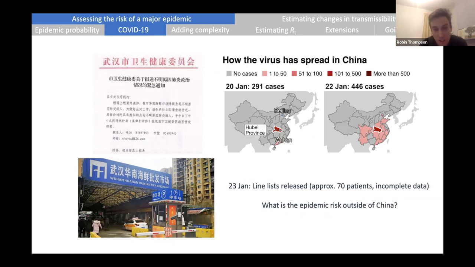And so the first I heard of the outbreak of this novel coronavirus was when I saw this notice in the top left. I was actually visiting collaborators in Japan, and I saw this notice, which says that there have been a number of cases of atypical pneumonia in the city of Wuhan in China. And the thing that all of those cases have in common is travel to the Huanan seafood market, this market in the bottom left.